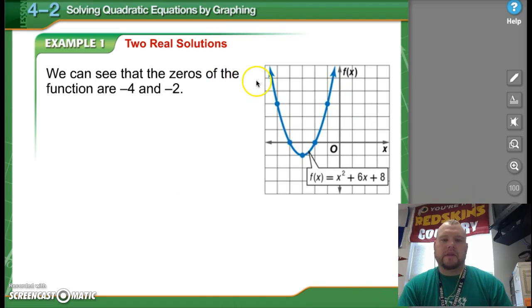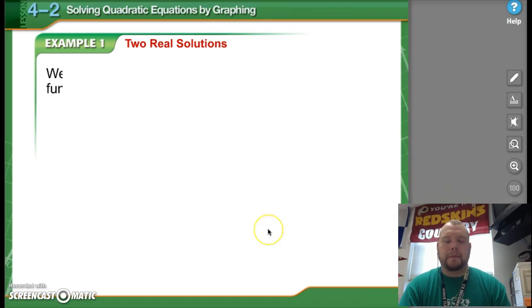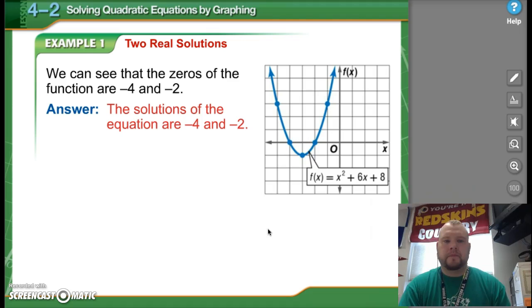On this next page, we have graphed our 5 coordinate points. Here's the vertex negative 3, negative 1, negative 2, 0, and negative 4, 0, negative 5, 3, and negative 1, 3. Notice here that the zeros of the function are negative 4 and negative 2. They're the two places where the graph crosses the x-axis. So the basic thing here is wherever the graph crosses the x-axis, that's a 0. And another way of calling a 0 is calling it a solution. Okay, solutions of the equation: negative 4 and negative 2.